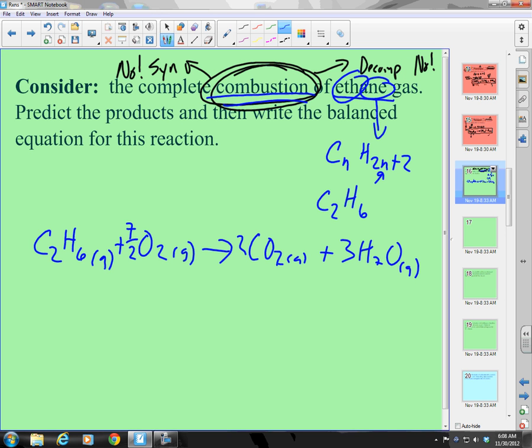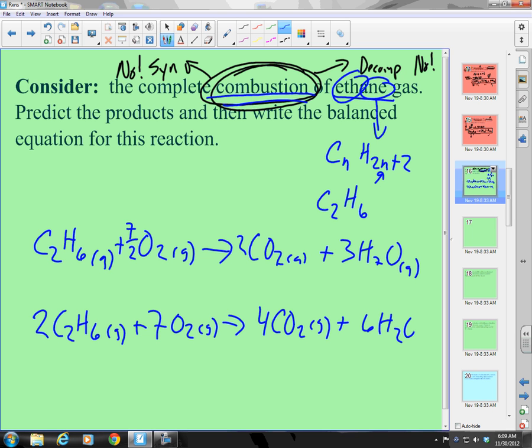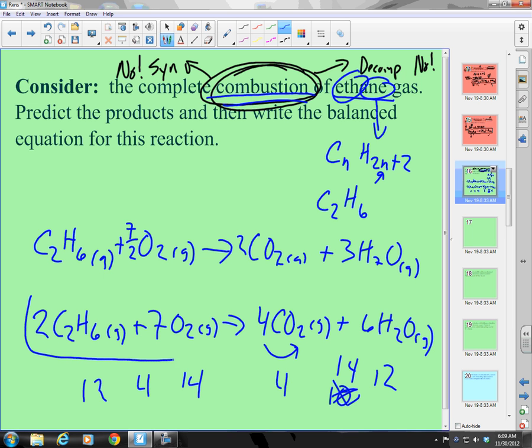I'll multiply everything by 2. So I'll have 2 ethanes plus 7 oxygen gases, yielding 4 carbon dioxide gases plus 6 water vapors. Let's see. So I have 12 hydrogens, 4 carbons, 10 oxygens. It better be 6 plus 8. Sorry. 6 plus 8, 4 times 2 is 8, and 6 is 14 oxygens, and 14 oxygens. Yee-haw!